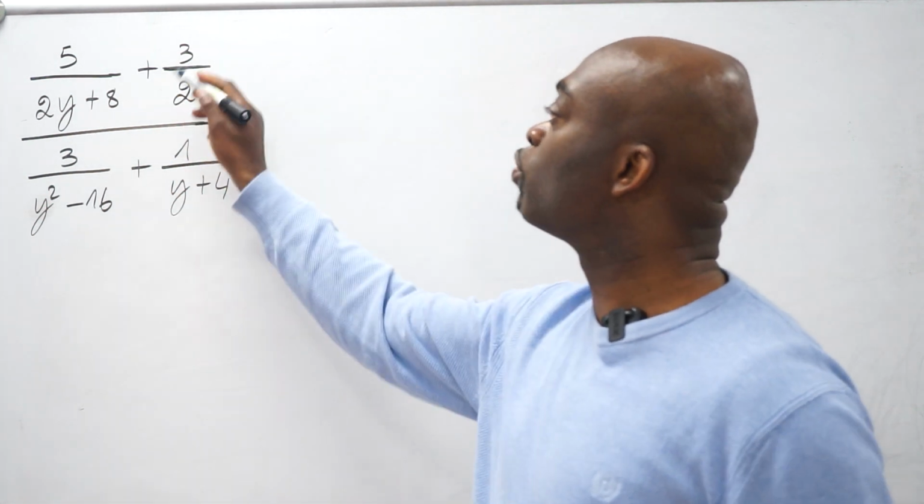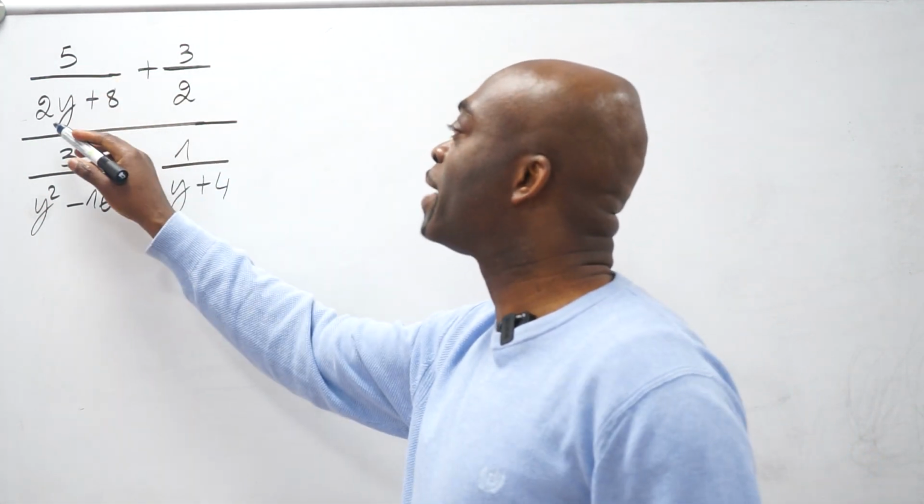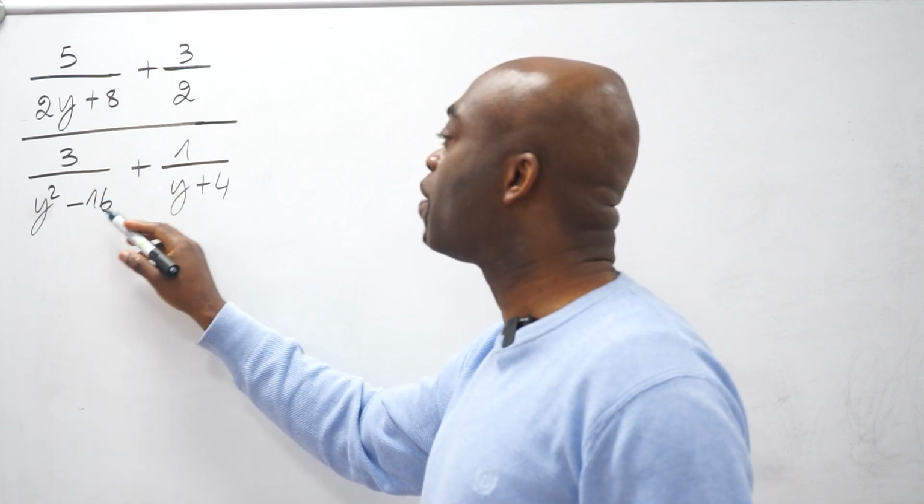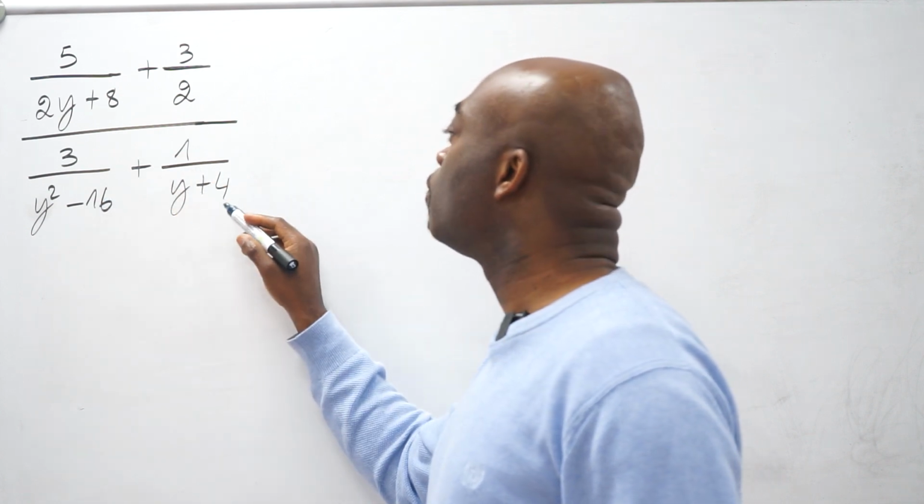Let's divide the two rational expressions here. So we have 5 divided by 2y plus 8, plus 3 over 2, divided by 3 over y to the second power minus 16, plus 1 over y plus 4.